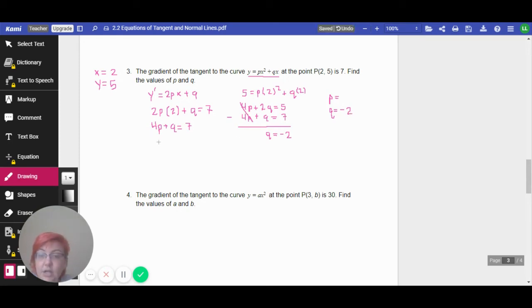And then here, 4p plus negative 2 equals 7. So moving the negative 2, that means that 4p equals 9. Divide both sides by 4, and p equals 9 over 4.